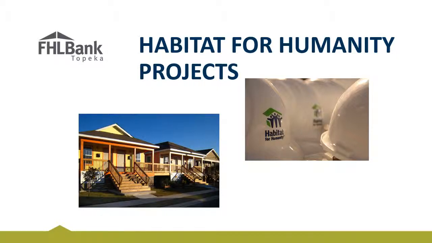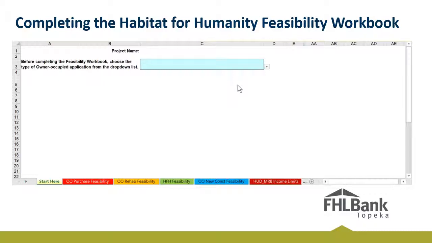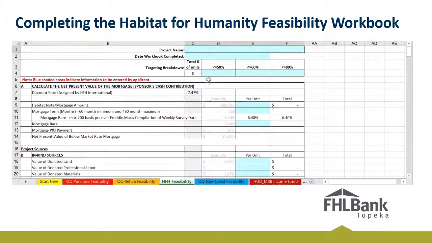Once you've opened the workbook, make sure Habitat for Humanity Purchase Feasibility is selected on the Start tab. This will ensure you're completing the correct workbook. The first thing you'll want to do is enter your project name, the date you're completing the feasibility workbook, and the targeting your project will have. The number of units and targeting must match what was entered into AHP Online. Once the top section of the workbook is completed, you can move on to sections A through C.